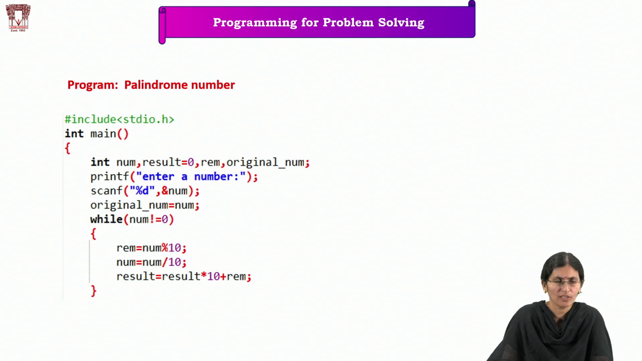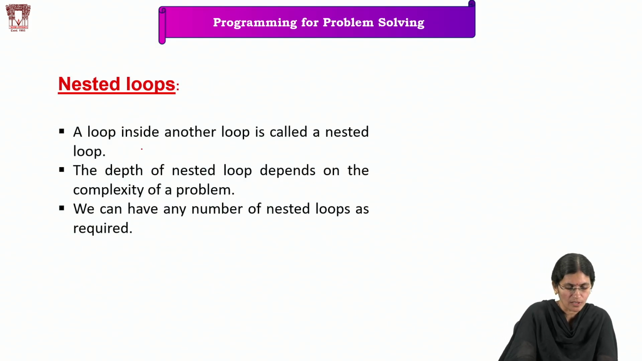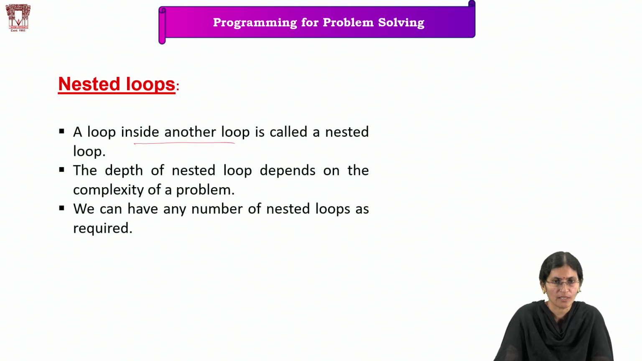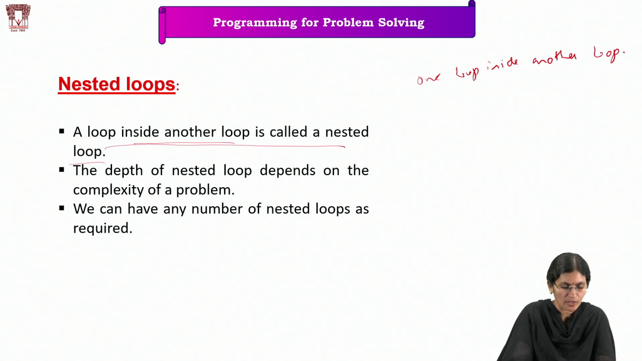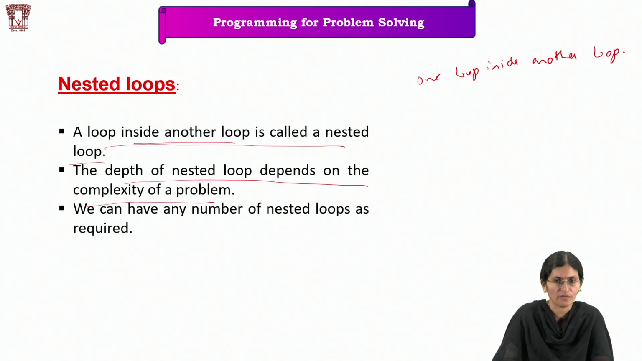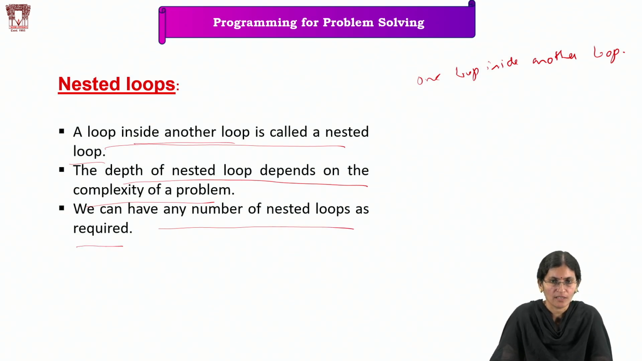Next we can use nested loops also. A nested loop is a loop inside another loop. It is not a type of loop, but a combination of the different types of loops which we have seen till now. A loop inside another loop is called a nested loop. The depth of nested loops depends upon the complexity of the problem, so we can have any number of nested loops as required.